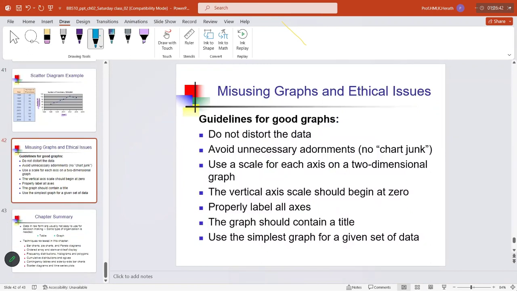All right, these are the guidelines for good graphs. We do not distort the data and we avoid unnecessary adornments.